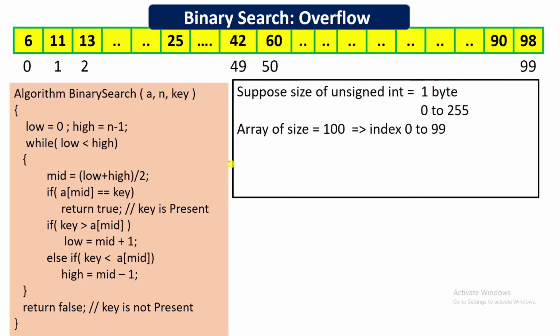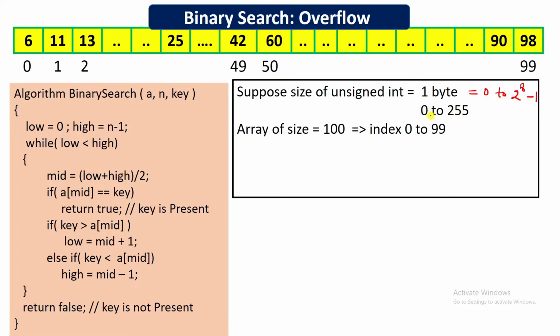Let's take an example. Let's say we have an array which contains a total of 100 elements, that is, an array of size 100 with indexes from 0 to 99. For this example, let's say we have the unsigned int data type, and the size of the unsigned int data type is 1 byte. That means 1 byte equals 8 bits, so the range is from 0 to 2 to the power 8 minus 1, that is, 0 to 255. This will be the range of the unsigned int data type.